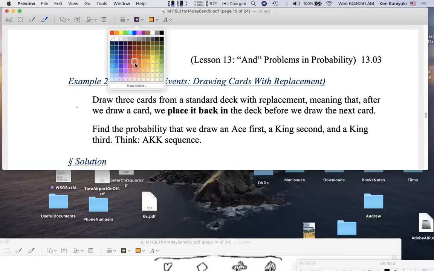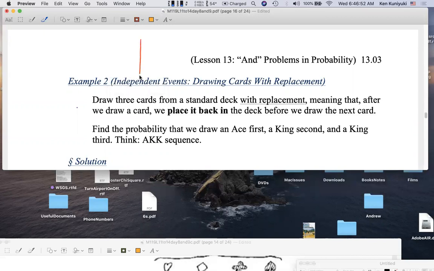Hi everyone. Let's say I tell you to draw 3 cards from a standard deck of 52 cards. Now, you may need to ask me a key question. When you draw the 3 cards, what do you do? When you draw the first card, you look at it, and then you may need to ask what question. Do you put the card back, in which case we're sampling with replacement, as we will in this example, or do you keep the card out, in which case we're sampling or drawing without replacement?